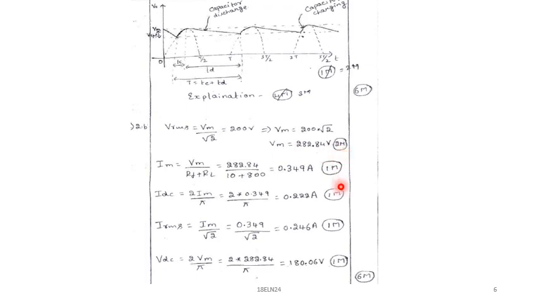Then IM, IDC, IRMS, VDC, it is 1 mark each. So if the VM is wrong, all this calculation will get wrong answers. So you should be careful while solving this. So total marks will be 6.